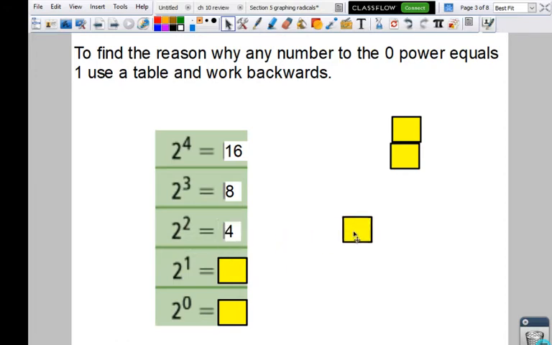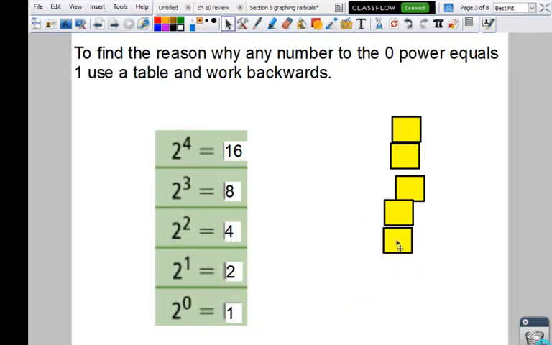2 squared is 4. So do you guys kind of see a pattern so far? 2 to the 4 is 16. And then I divide by 2 and get 8. Then I divide by 2 and get 4. Divide by 2 again, I get 2. Divide by 2 a last time, and I get 1.